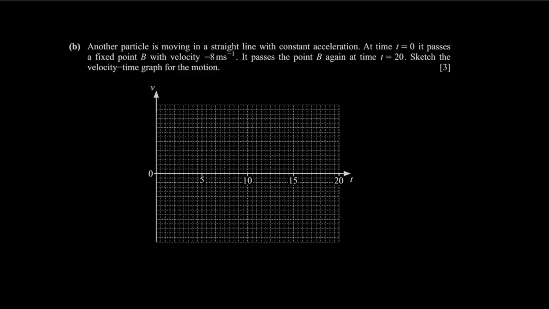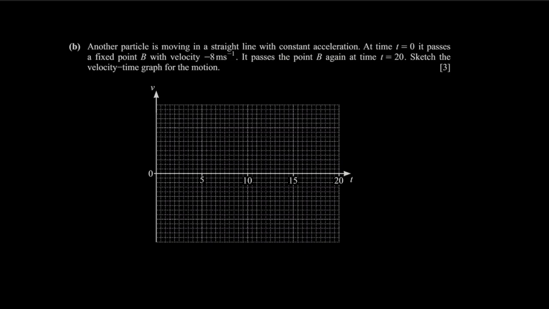So we have another particle moving in a straight line with a constant acceleration. Okay, so constant acceleration. So this is different to constant velocity. Constant acceleration means we're going to have a straight line graph that's going to look something like that. At time t equals 0, it passes a fixed point B with a velocity of negative 8, and it passes the point B again at time t is equal to 20. Sketch the velocity time graph for this motion.